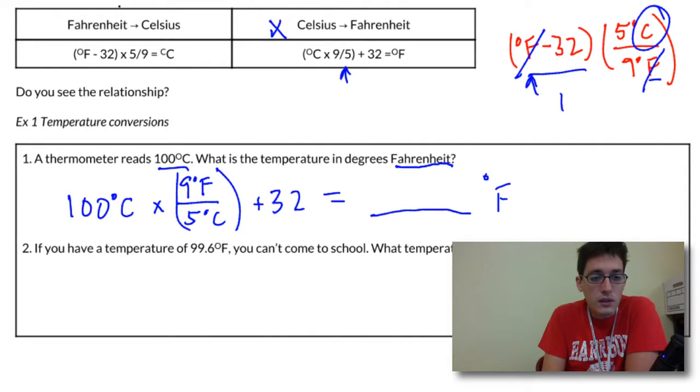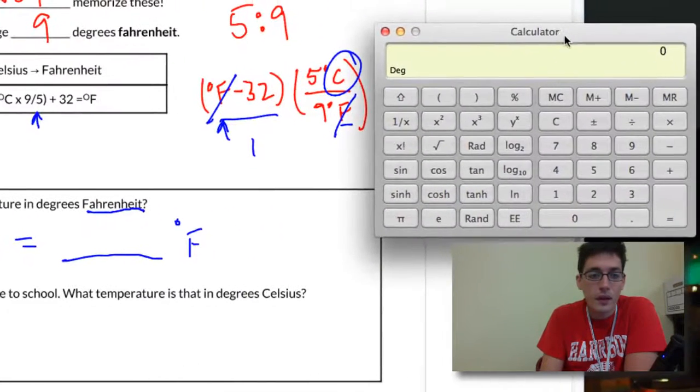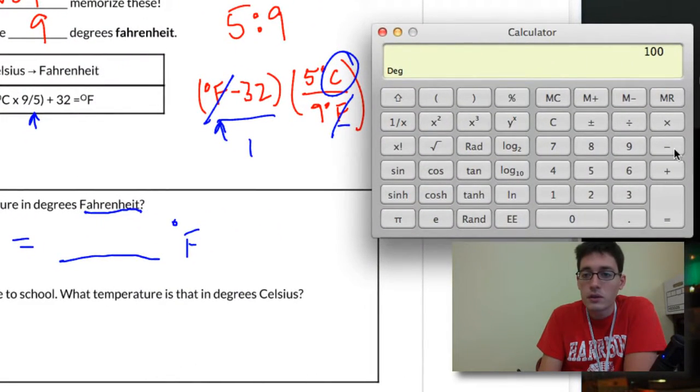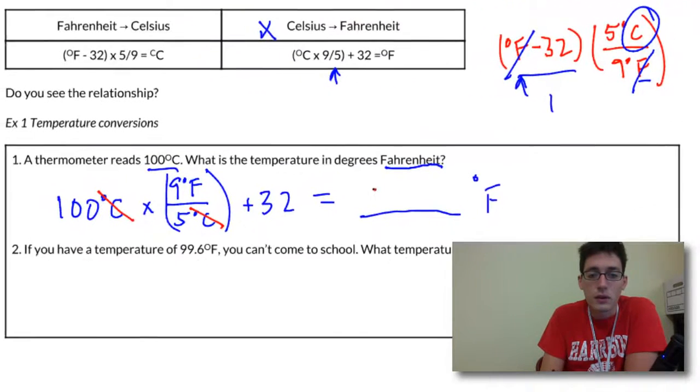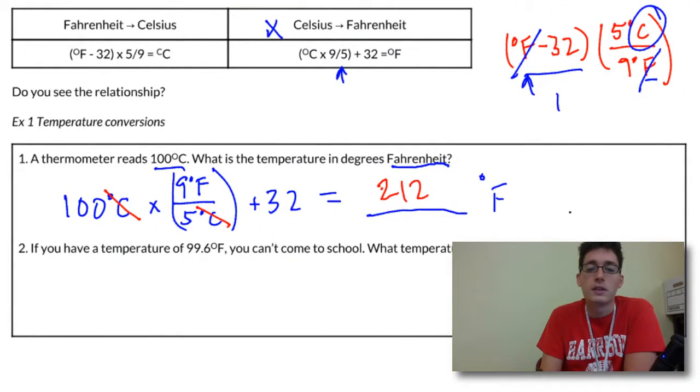Now notice your units are canceling out. We've got a Celsius in the numerator right here with the 100, so that cancels with this one in the denominator. So let's grab our calculator, and we do 100 times, and do a set of parentheses, 9 divided by 5, and then close that, and equals, and then we add 32, and equals 212 degrees Fahrenheit. So that's a very simple temperature conversion.